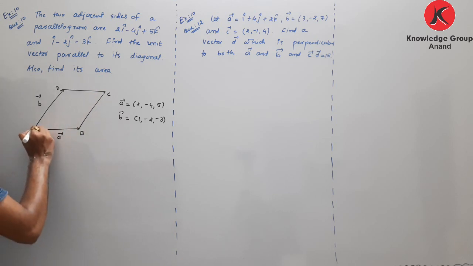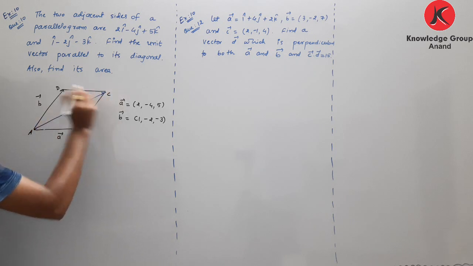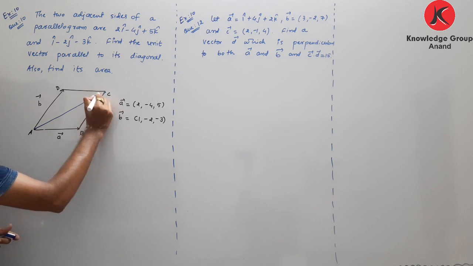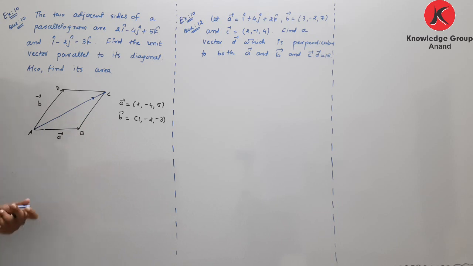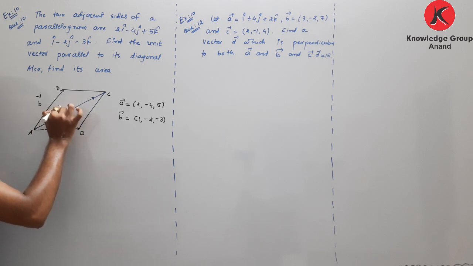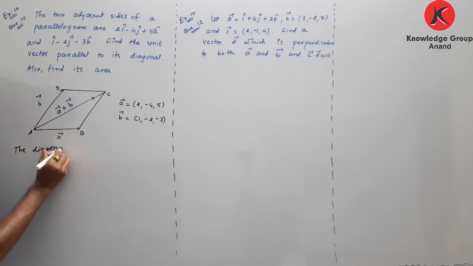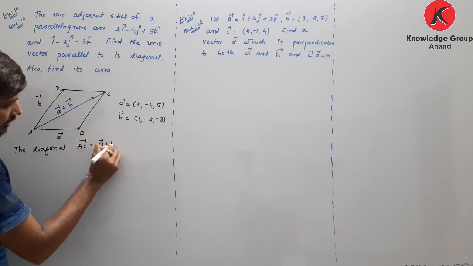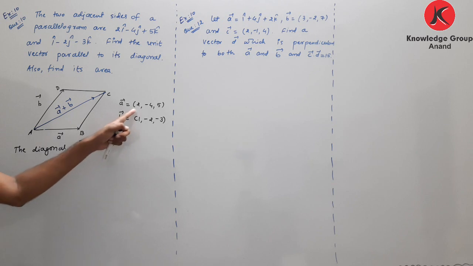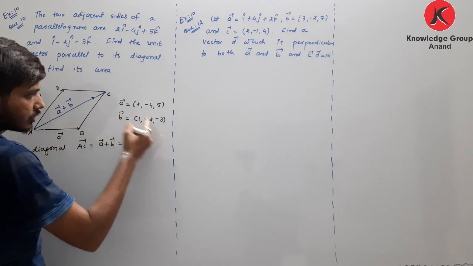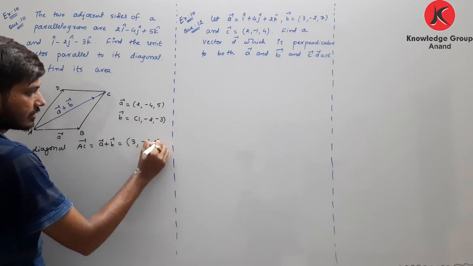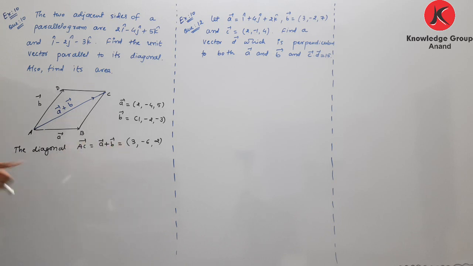We have to find the unit vector parallel to this diagonal. That means first of all we have to obtain this diagonal and the unit vector in the direction of this diagonal. How can we obtain this diagonal? We know that this diagonal is our vector A plus vector B, the resultant vector of these two vectors by use of the law of parallelogram. Therefore, the diagonal, vector AC, equals vector A plus vector B. Now vector A plus vector B equals 2 plus 1, 3, minus 4 minus 2, minus 6, and 5 minus 3, which equals 2. This is our resultant vector AC.